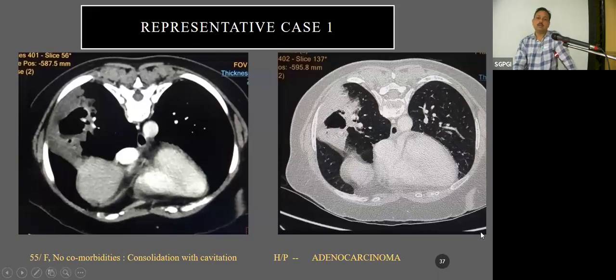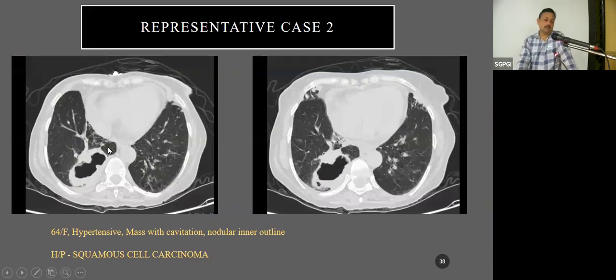Now I'll be showing some representative cases. This first case is a 55-year-old female. She does not have any comorbidity, and she presented with a large area of consolidation with cavitation. Obviously, when these patients come, they receive antibiotics, and if they don't respond, only then the clinician refers the patient for biopsy. The biopsy of this patient turned out to be adenocarcinoma.